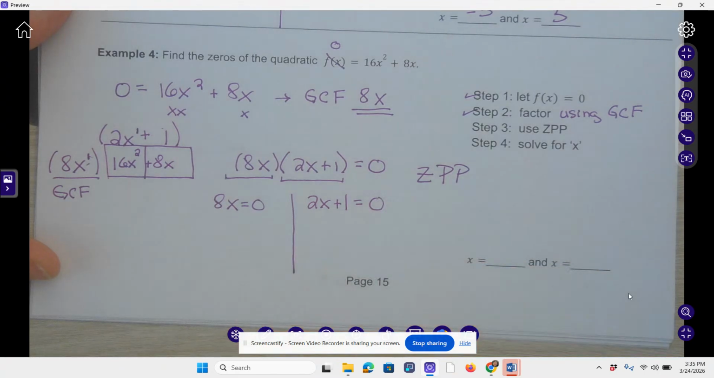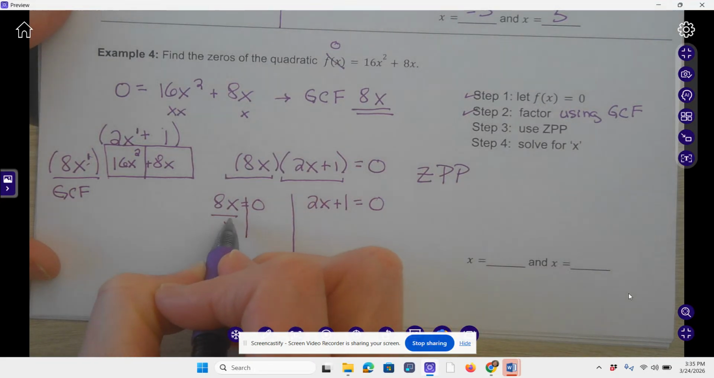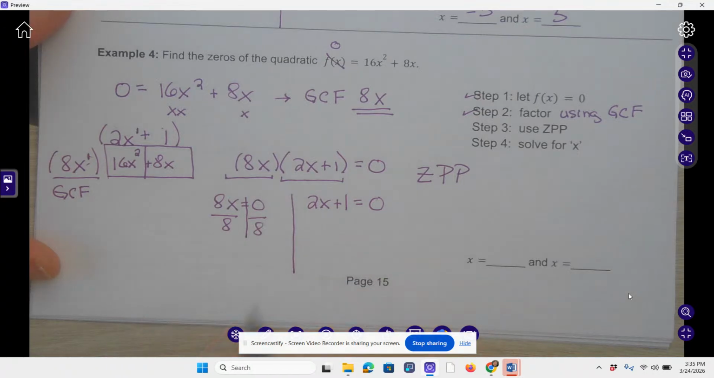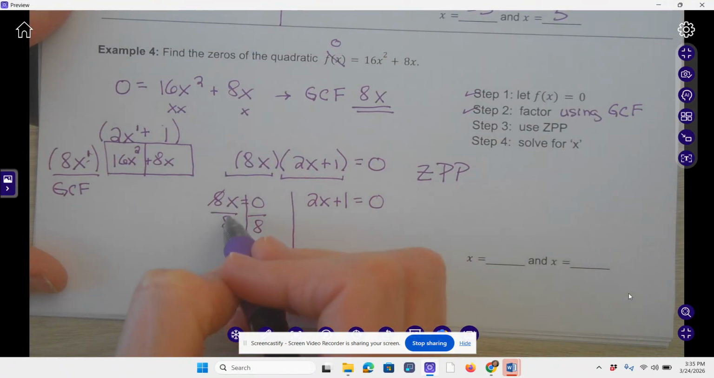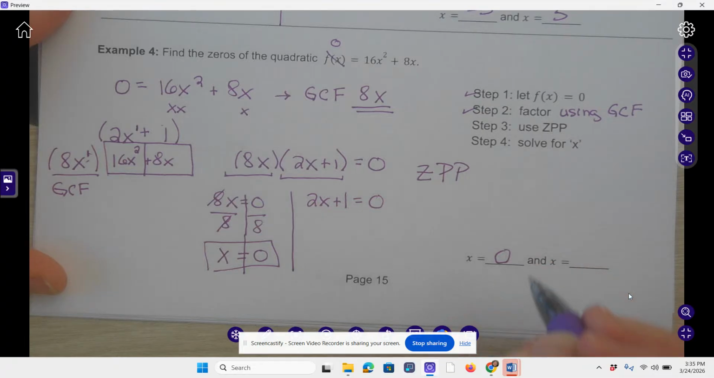And then now I'm on the home stretch. I just have to solve for x. So to get x by itself over here, I need to undo multiplication by dividing. 8 divided by 8 is 1x. 0 divided by 8 is 0. So this is not undefined. If you're confused, put that in your calculator. 0 divided by 8 is 0. So one of my solutions is that x equals 0. That's fine. 0 is a point on the coordinate grid.